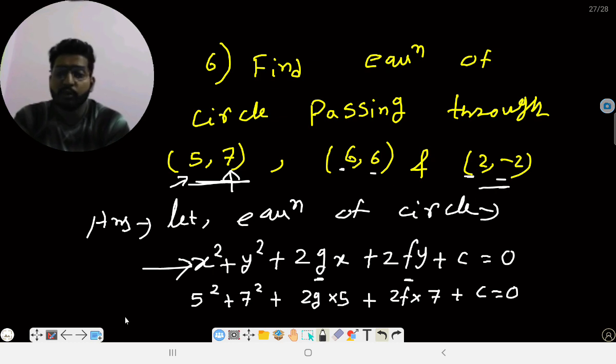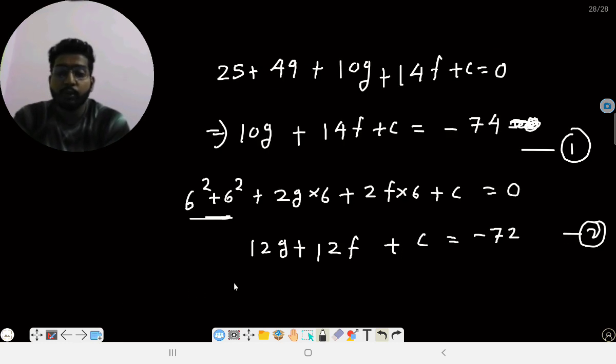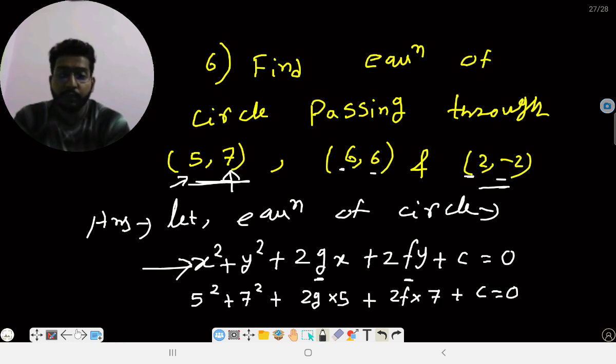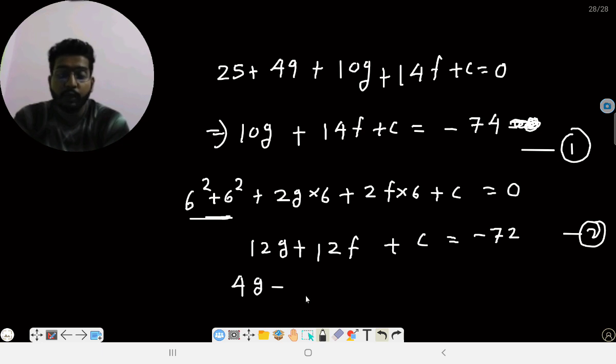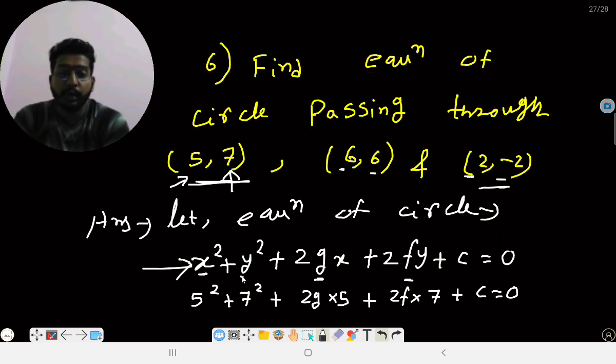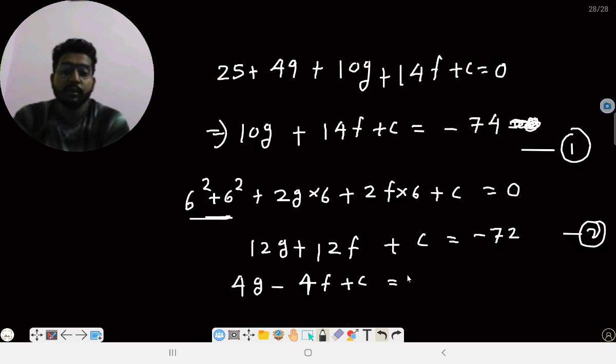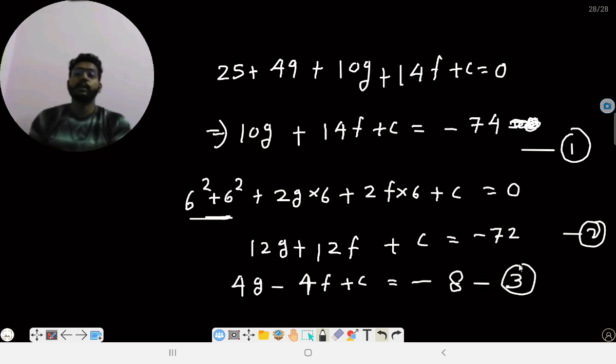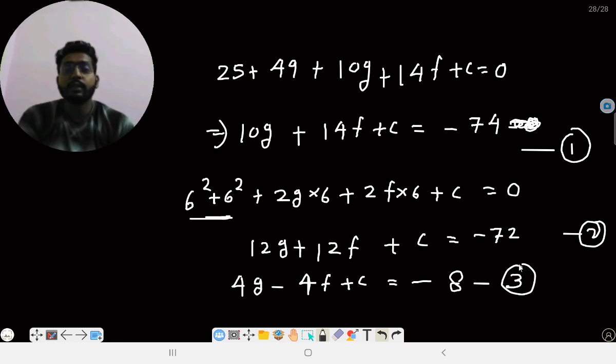And now third equation, what is the third equation? 2 comma minus 2. Now same thing, you have to put the value here. If you put the value, it will look like this: 4g minus 4f plus c, and 2 square is 4, minus 2 square also 4, 4 4 8. That means it will be minus 8 equals to 0. This is equation 3. Okay, so first just put the values. Whatever point is given, since the circle passes through the points, you have to put the values of that, and we'll get 3 equations: 1 2 3.